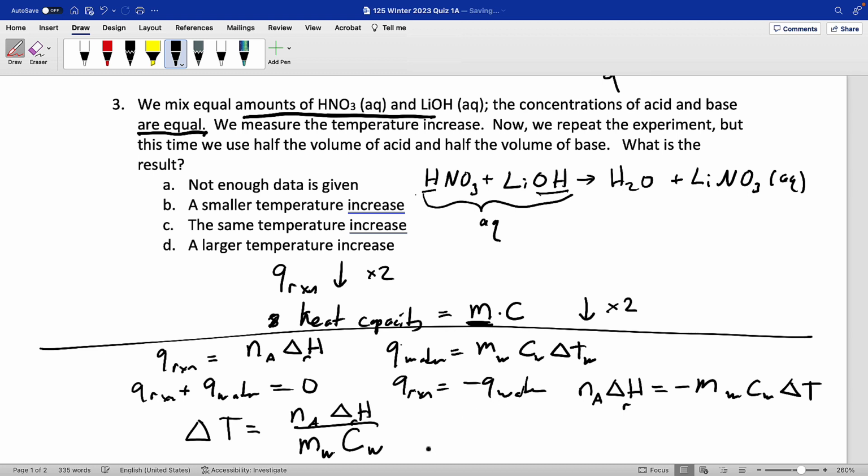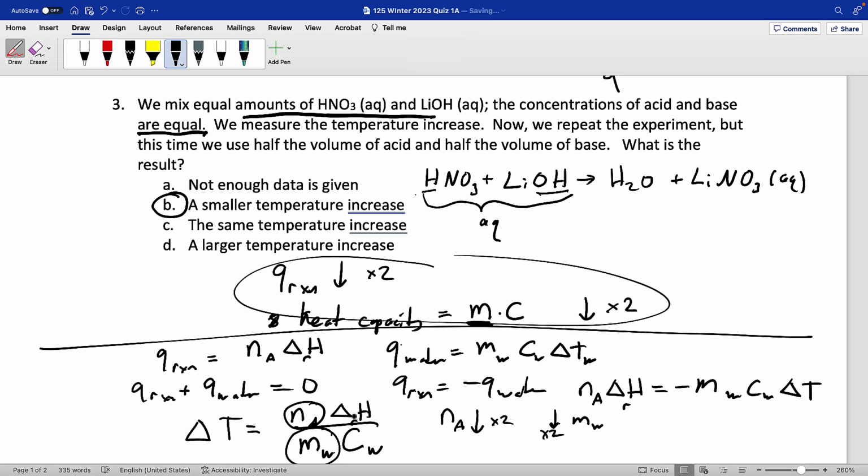And notice that we took the moles of acid and we cut it in two. We took the mass of water and we cut it by a factor of 2. So this went down by a factor of 2, and this went down by a factor of 2, and those are going to both cancel, right? And so now our delta T is unchanged. So we have the same temperature increase. So you can figure this out just using sort of logic, or you can actually do the equation. Either way will give you the same answer.